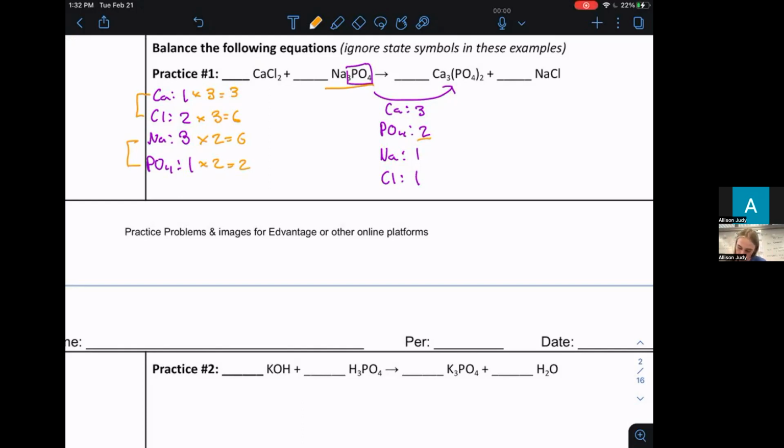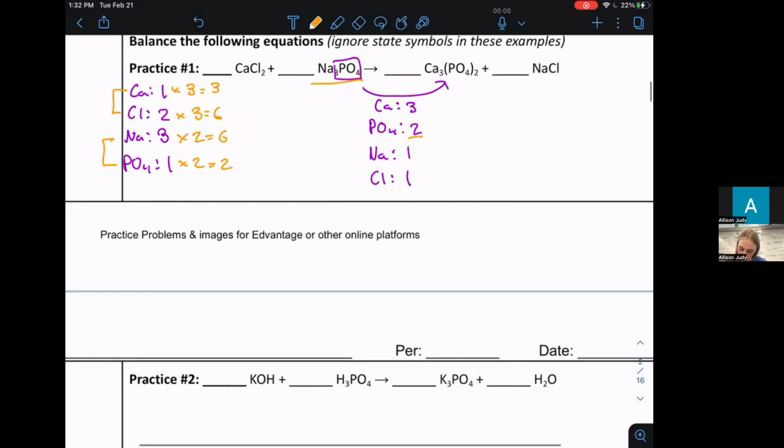So you can go over to the right side and we see that we need 6 times as much sodium, and this works out nicely. We need 6 times as much chlorine. So quick check, we have 3 calcium, 6 chlorine, 6 sodium, 2 phosphate, and 2 phosphate over there.